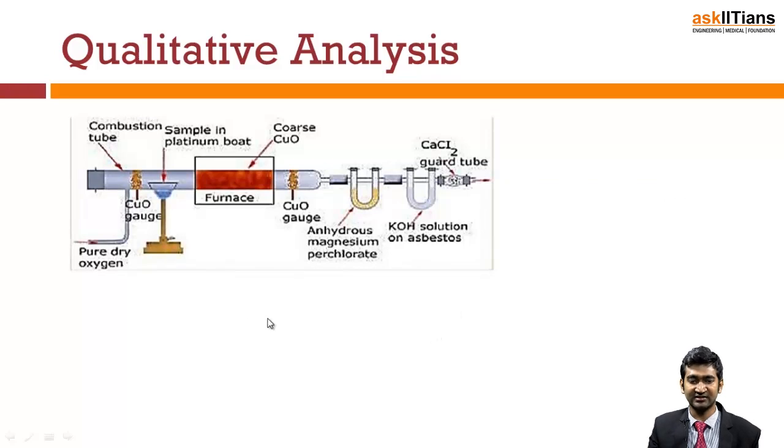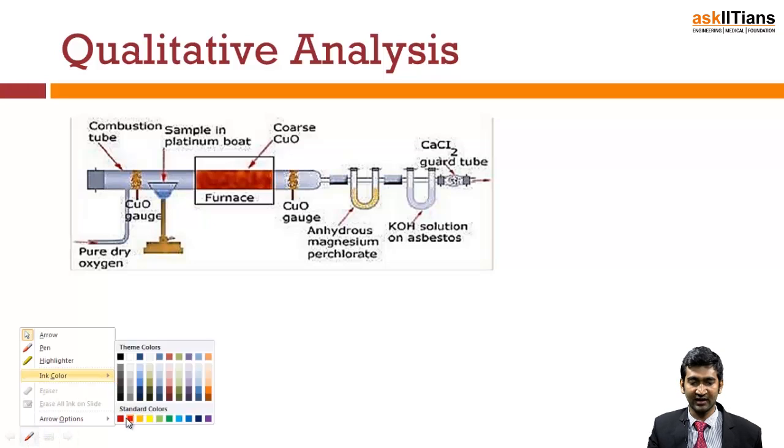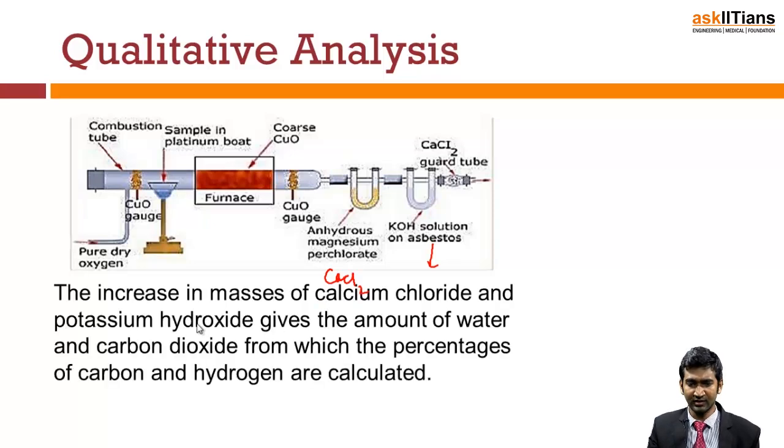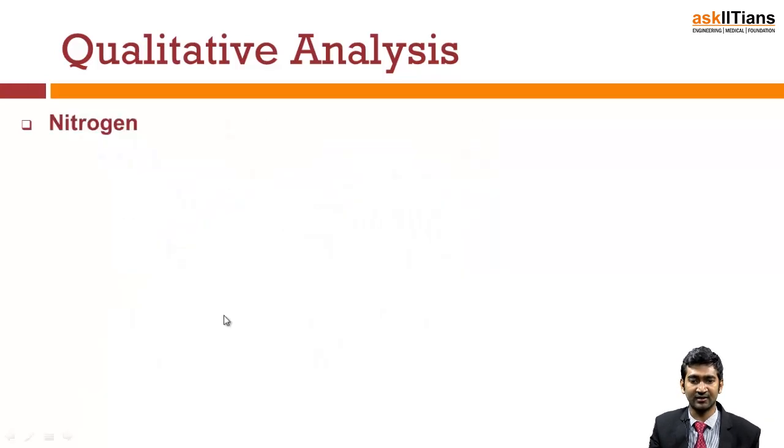With that technique, we try to find out the amount of carbon and hydrogen present. And this is the whole setup. You can see here there is KOH in the last U tube, and in this U tube you have magnesium perchlorate. You can also have calcium chloride, CaCl2, here. So this is what happens when I heat any organic compound, any hydrocarbon. Whatever is the increase in your CaCl2 and your KOH tubes gives you the amount of water and carbon dioxide, as discussed earlier.